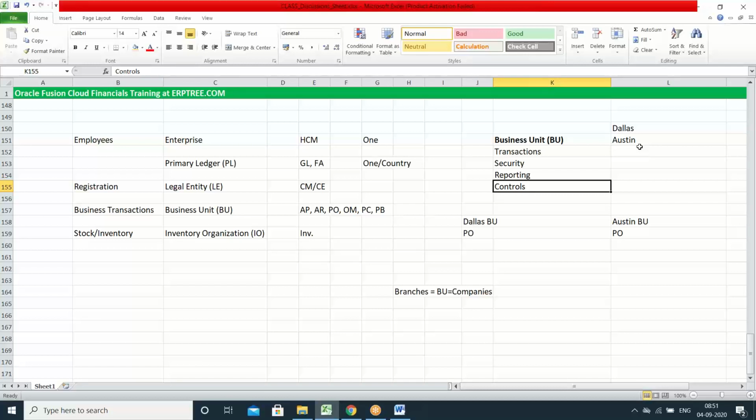You tell me, do we have to create separate business units or one business unit for Austin and Dallas? Anyone, please? Separate.